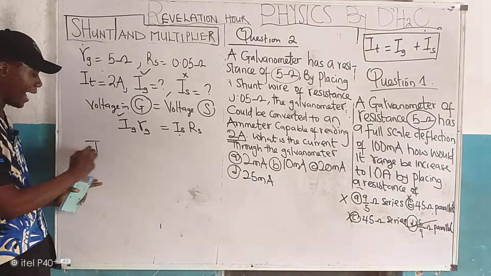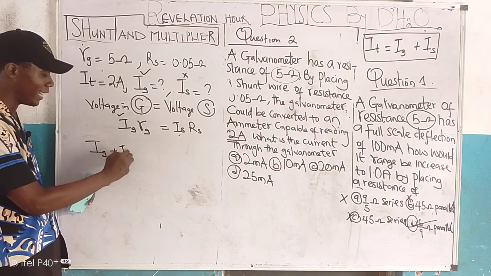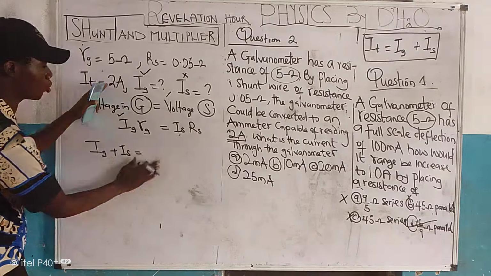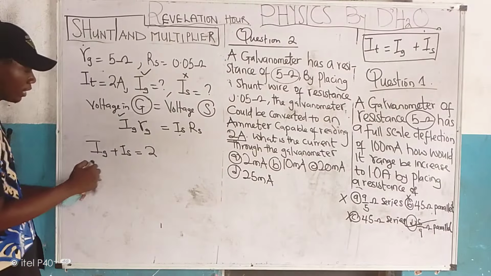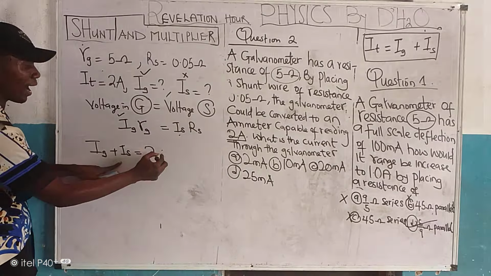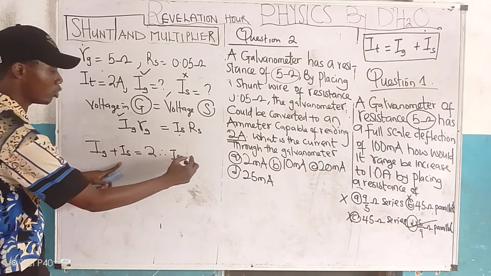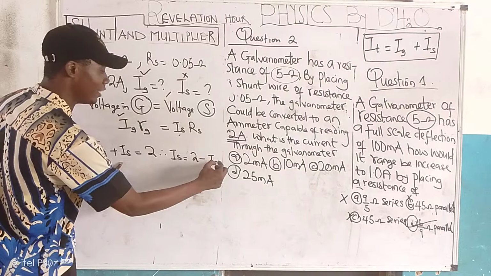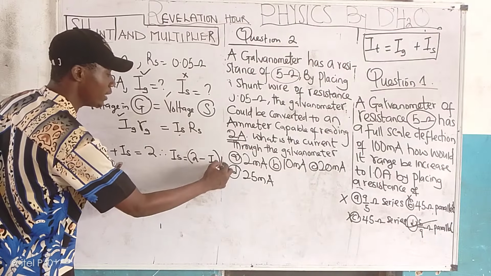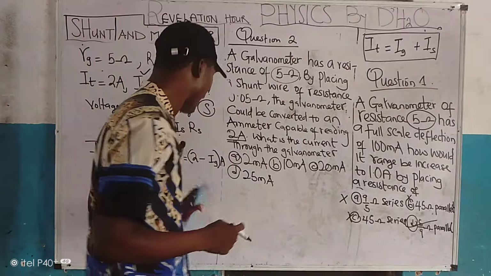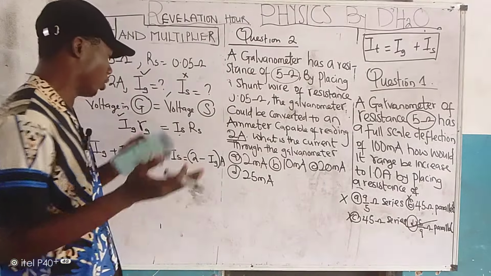Remember that IG plus IS is equal to the total current. And what is the total current? 2 ampere. So let's quickly just do this. What will IS be? Our IS therefore will become 2 minus IG. So take note of this. This becomes the current in the shunt. And if that is done, you have gotten your answer.